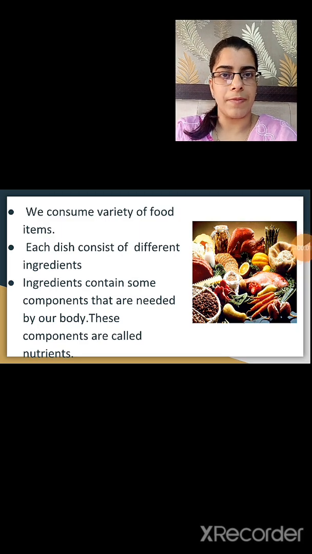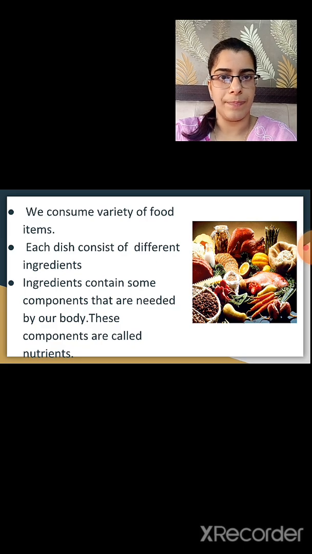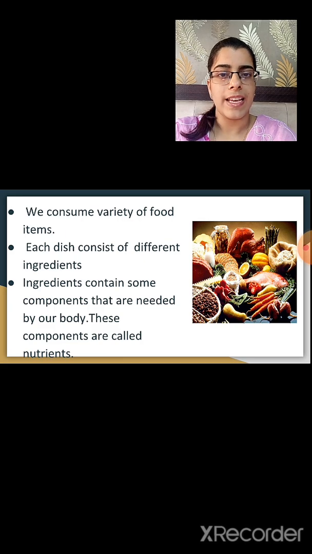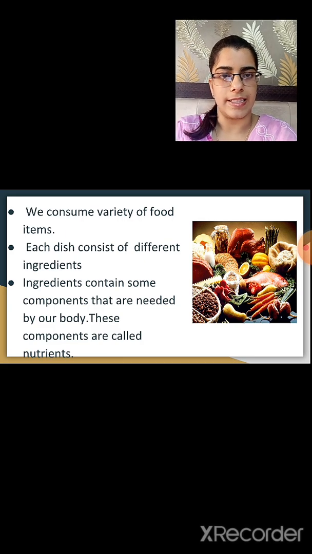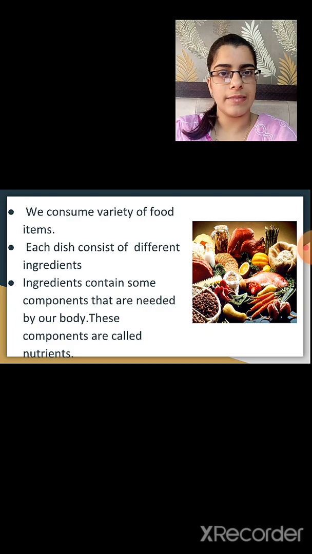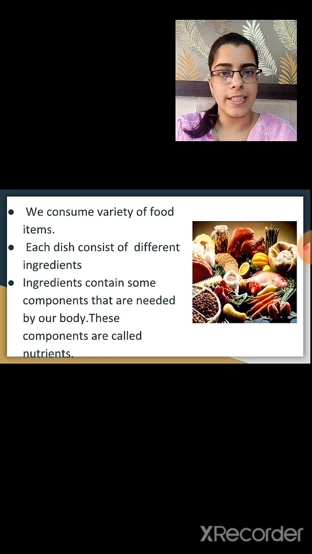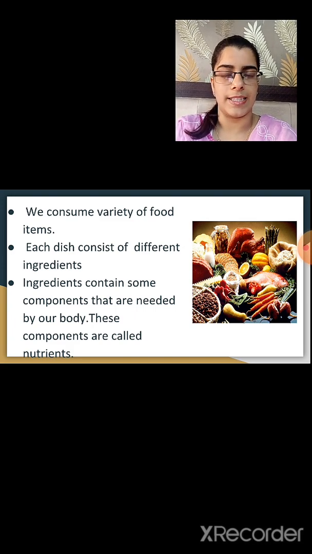In chapter number 1, we studied that we consume different varieties of food, isn't it? And each dish or food item is made from different ingredients. What are ingredients? Materials that are required to prepare a food item or a dish are known as ingredients. These ingredients also contain some components that are needed by our body, and these components are called nutrients.